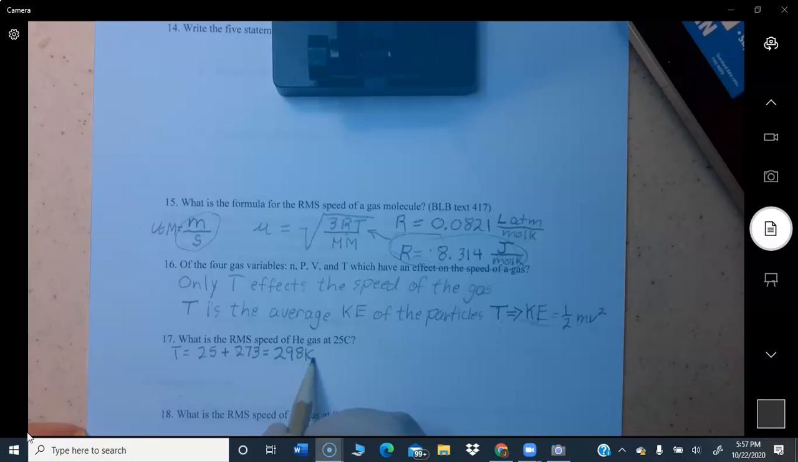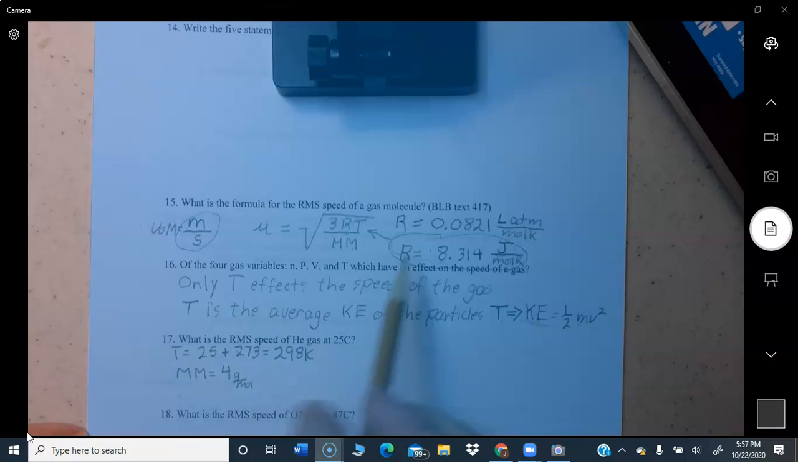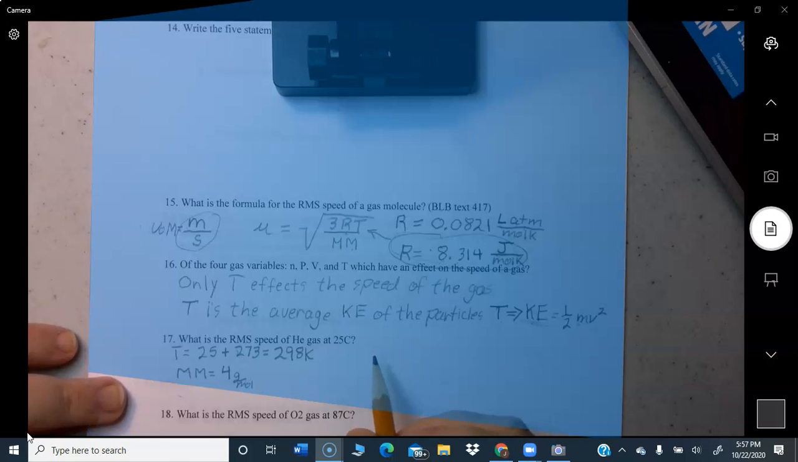That's 298 Kelvin. Molar mass for helium, that's easy. That's 4. You get that straight off the periodic table. And technically it's grams per mole. But we're not going to worry, since I'm not going to have you cancel the units of measure for the reason I just explained. What else do we have? We have R. It's the new value of R we're going to be using. And that's it. So we're going to go ahead and plug in.